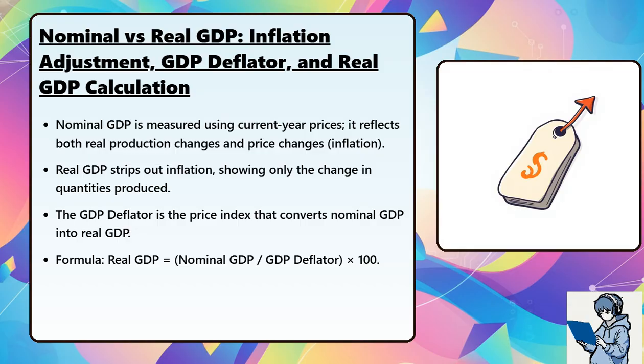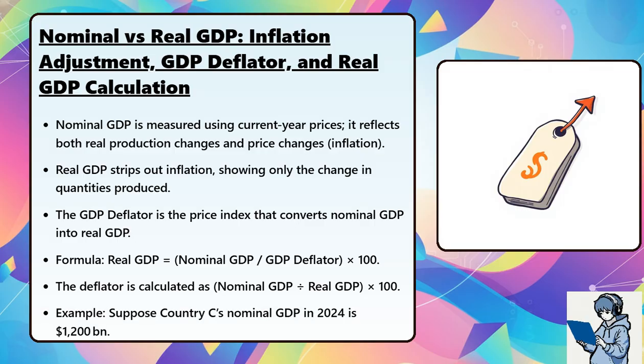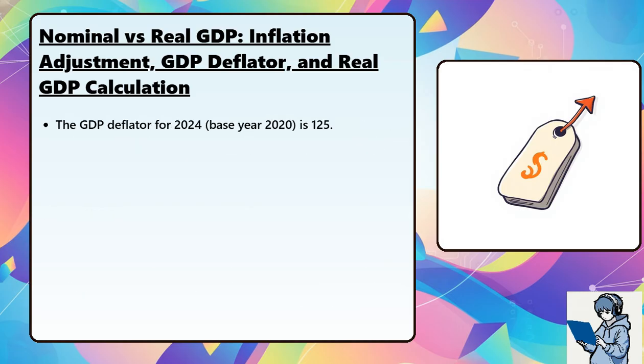Formula: real GDP equals nominal GDP divided by GDP deflator times 100. The deflator is calculated as nominal GDP divided by real GDP times 100. Example: suppose country C's nominal GDP in 2024 is $1,200 billion. The GDP deflator for 2024, base year 2020, is 125. Real GDP equals 1,200 divided by 125 times 100 equals $960 billion, 2020 dollars.